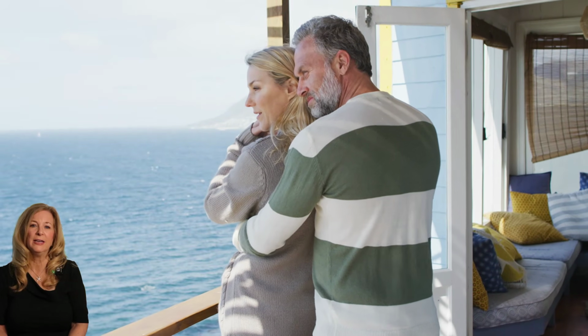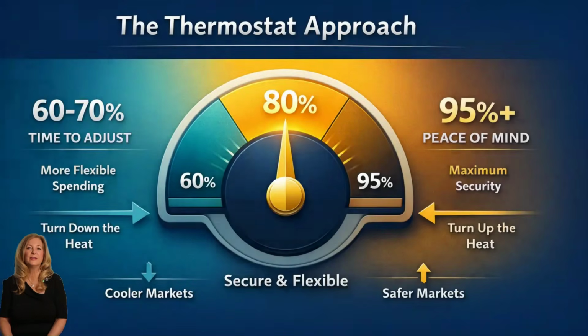If you aim for 99%, you might be over-saving and missing out on the best years of your health and travel. Here's the thermostat approach. You can view an 80% target as high enough to be secure, but flexible enough to live well. If the market drops and your score falls towards 70%, you simply turn down the heat by spending a little less until things recover. And it really comes down to personal preference.